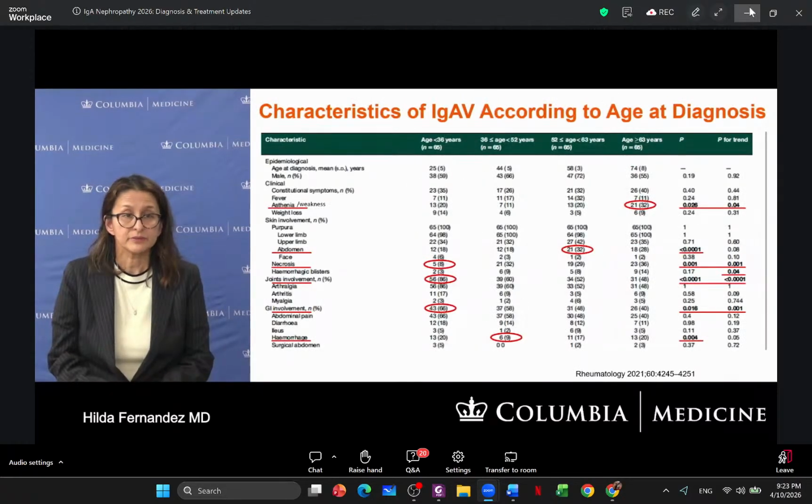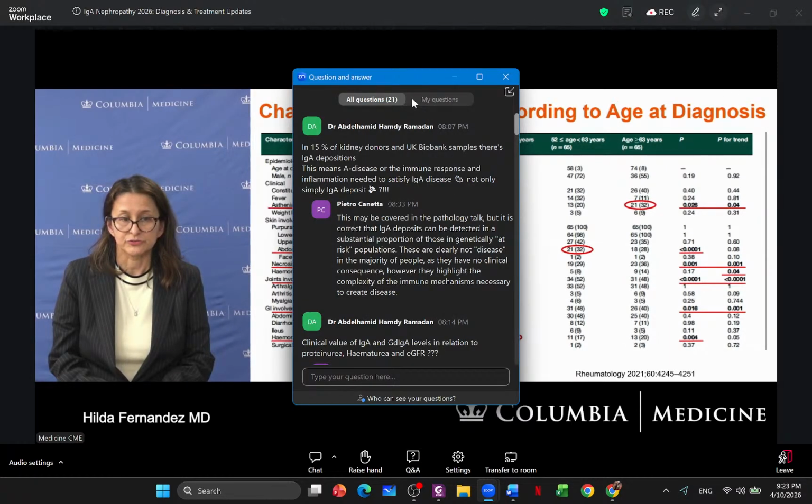And just some characteristics of IgA vasculitis according to patient's age. So we have here a study that looks at patients that are less than 36 to greater than 63. And you can see that patients that are older tend to have more problems with weakness. Children tend to have more problems with joint involvement and GI issues.